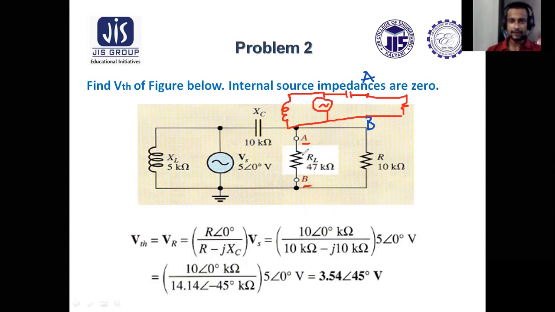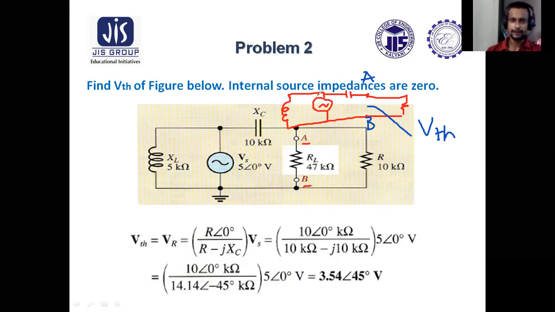In between A and B, there was RL. Now after removal of load, this is RL. So what we need to find? We need to find VTH across this open circuited terminals. So how do we do that?